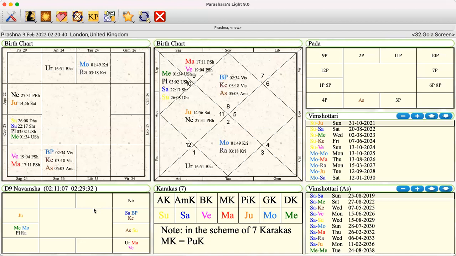So the Vimshottari dashas are very much like that. Obviously it depends on where your moon is when you're born. If you're born with moon in Ashwini, Ketu will be your first dasha, and then you have Venus dasha, then the sun, then moon, then Mars, and then Rahu, Jupiter, Saturn, and Mercury, and that's how it goes. Again, it starts with that. So that's how the dashas go.